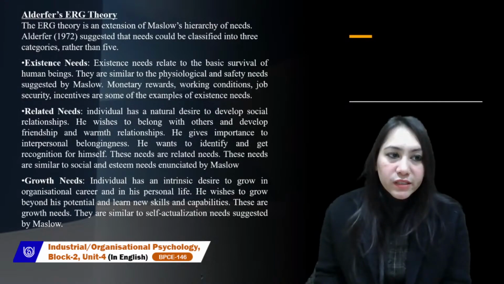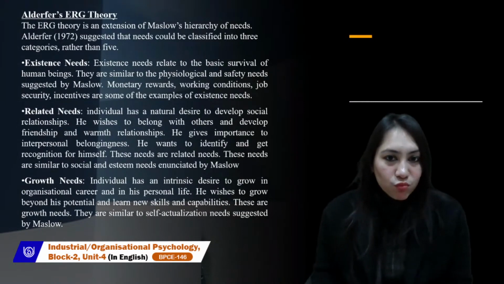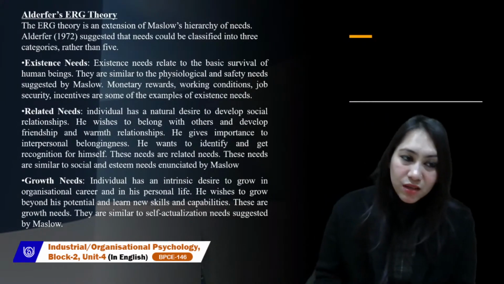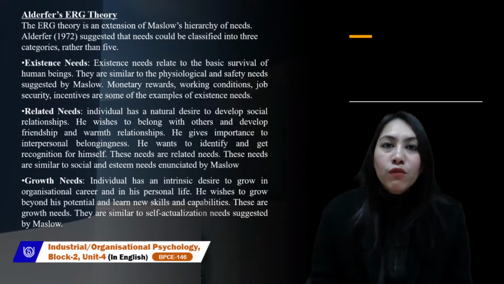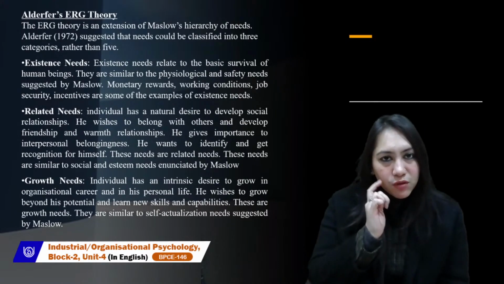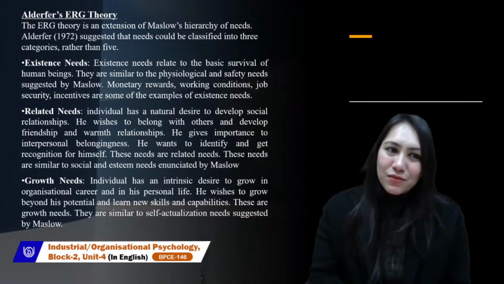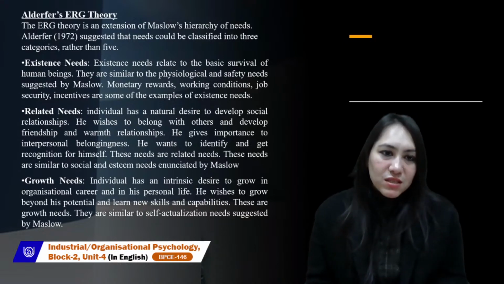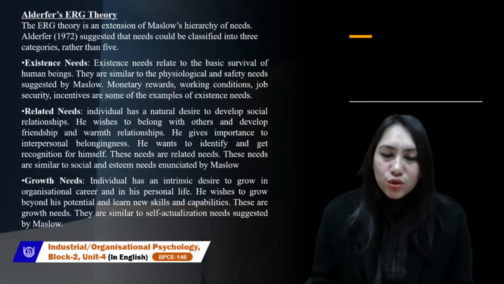Monetary reward, working conditions, incentives, money, living conditions, wherever you are living, the amenities that are given to you. So these are basic needs, and these are equivalent to two of Maslow's needs: the physiological needs and the safety needs that we have. Now let's move to relatedness needs. In relatedness needs, an individual has a natural desire to develop social relationships.